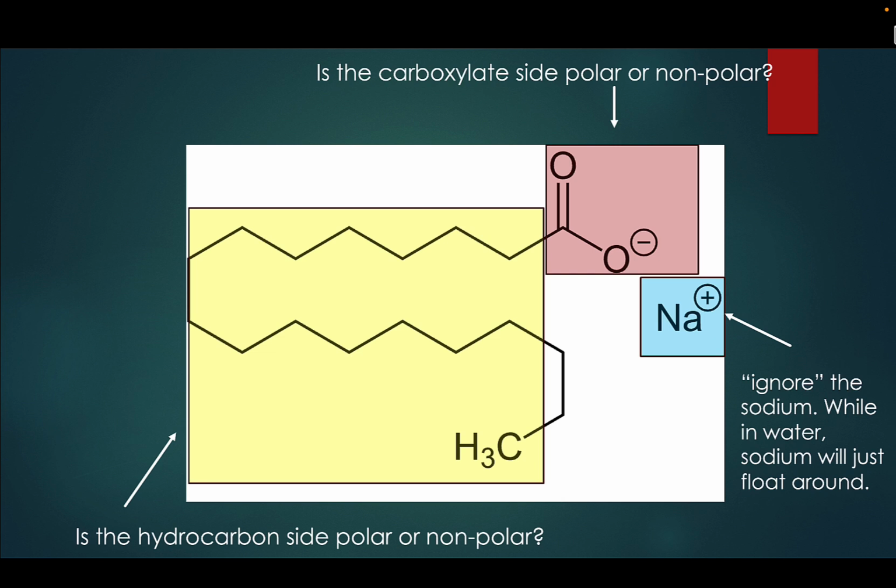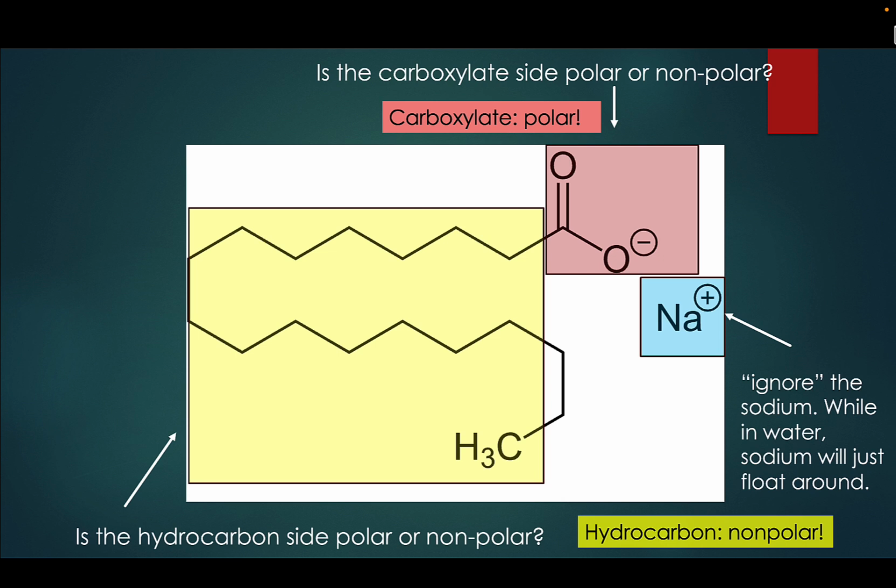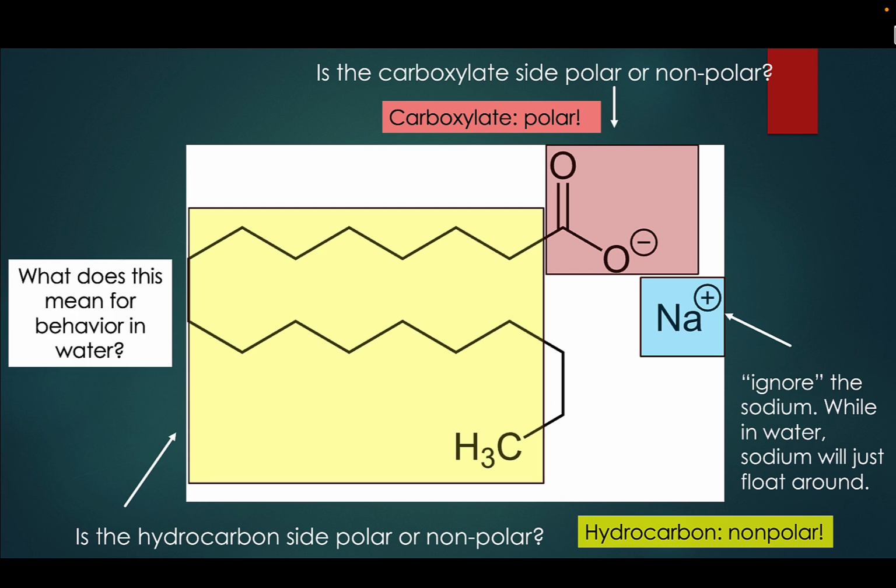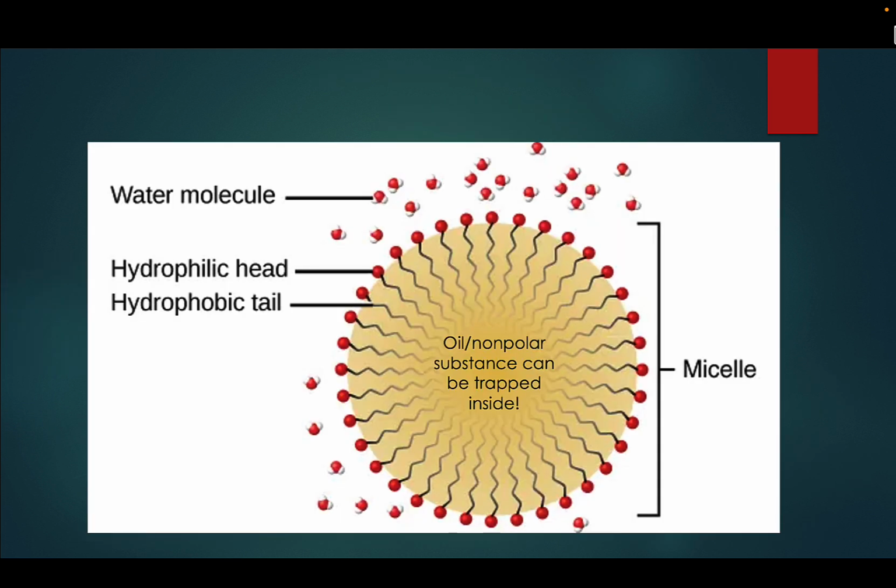All right, so hopefully you've thought about this a little bit. The carboxylate side is polar, while the hydrocarbon side is nonpolar. And so this is the origin of why this soap molecule does its soapy thing, right? Because what is this going to mean for its behavior in water? Well, it means the following: when we put a bunch of these together, we form what's called a micelle. And this is the overall picture. We'll look at this again in a second.